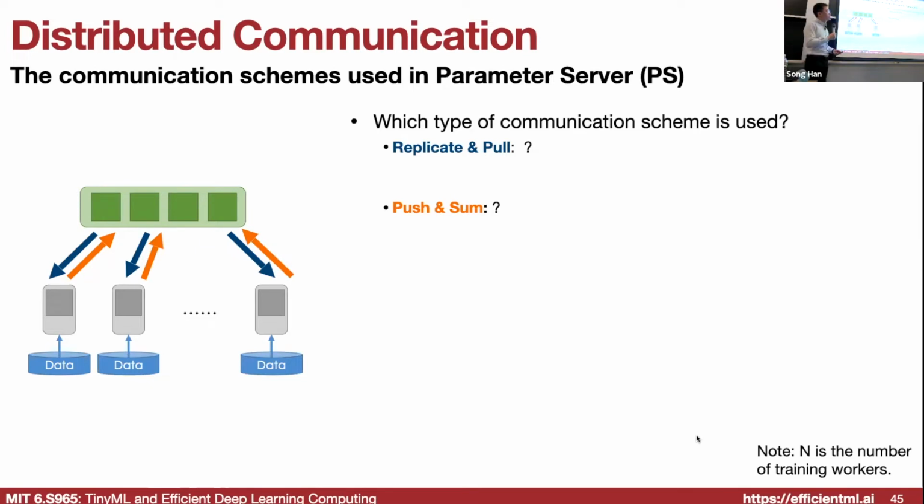Let's see what type of communication scheme is used, for example, in this replicate and pull. So we're pulling the weights from this parameter server. What kind of primitive do we need to implement this pull and push? Are we using scatter or gather or send or receive?